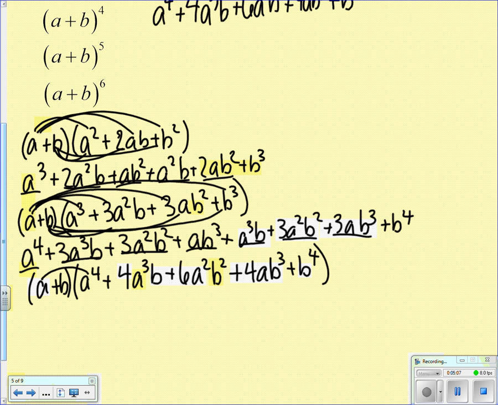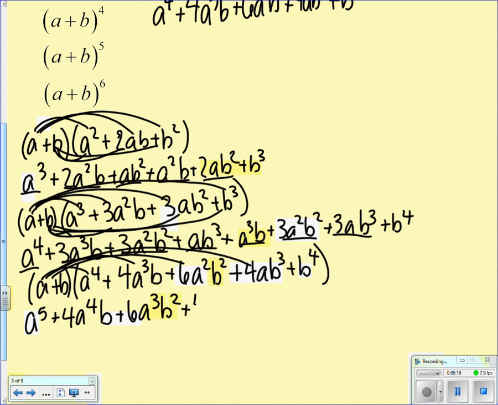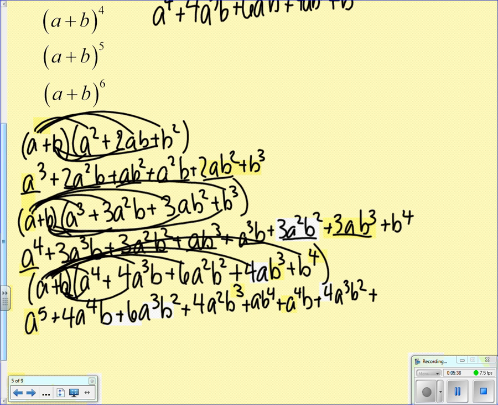So we're going to have a to the 5th, and then 4a to the 4th b, and then 6a cubed b squared, and then 4a squared b cubed, and then we'll have plus a b to the 4th, and then a to the 4th b, 4a cubed b squared, 6a squared b cubed, 4a b to the 4th, and then we have b to the 5th from this last one here.